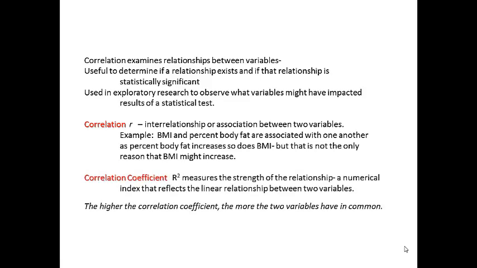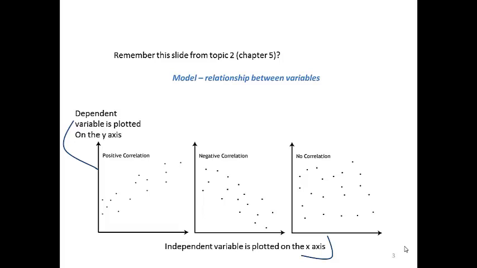The correlation coefficient measures the strength of a relationship between two variables. The higher the correlation, the more the two variables have in common. Perhaps you remember this slide from Chapter 5 as well. Independent variables can be positively associated with dependent variables. They can be negatively associated, or two variables could have no correlation whatsoever, as you see in the graph on the right.